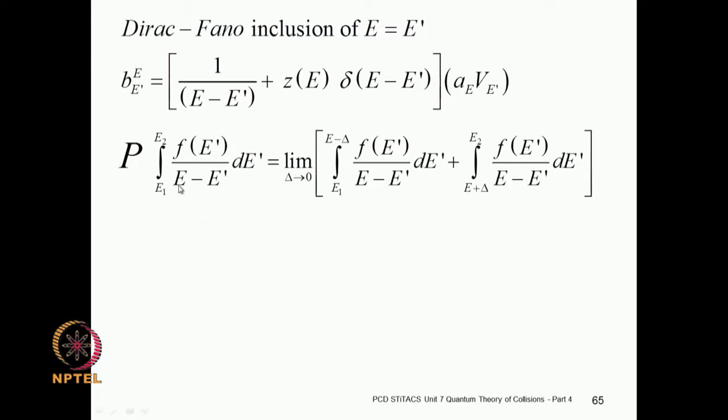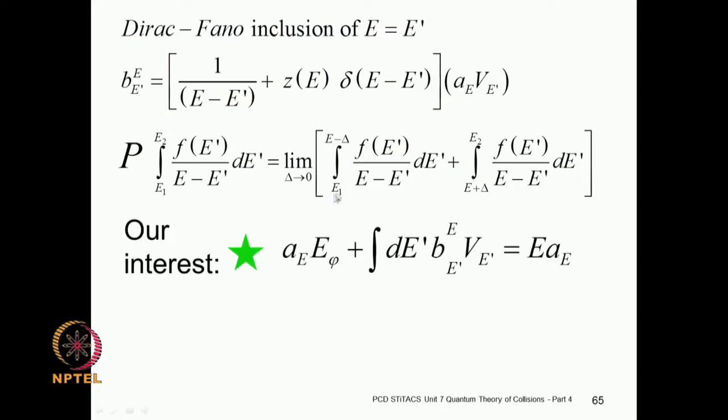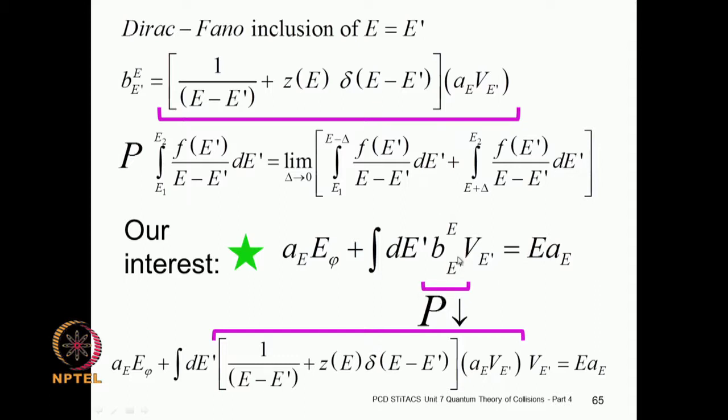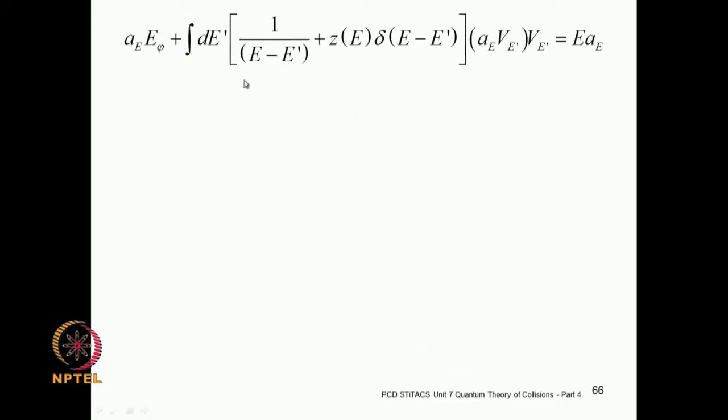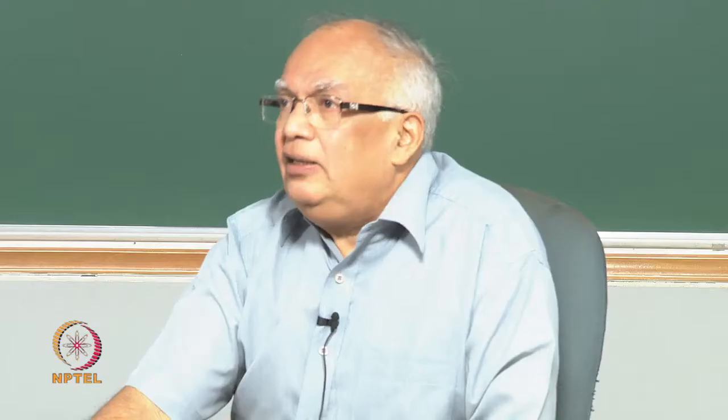So here we have the principal value integral defined, and our interest is in this relation here, which we have identified as a green star. And over here, this integral will be replaced by the principal value integral. So this BE is to be replaced by this factor here, coming from the principal value integration trick of Dirac-Fano, and we will work with this relation instead of this. Okay? So here we are. So now this is the relation that we have agreed to work with. In this, we have already employed the Dirac-Fano trick.